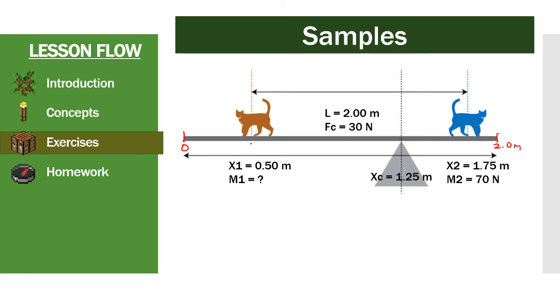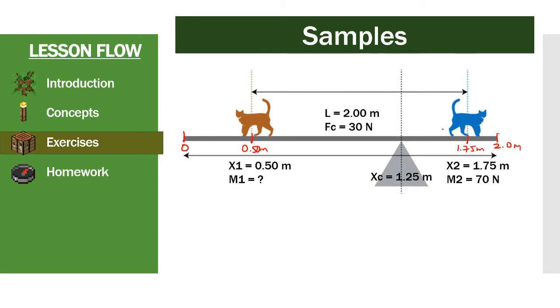Okay, so this cat over here is seated at the 0.5 meter mark. This cat over here is seated at the 1.75 meter mark. Let's just make it 0.50 to be consistent.